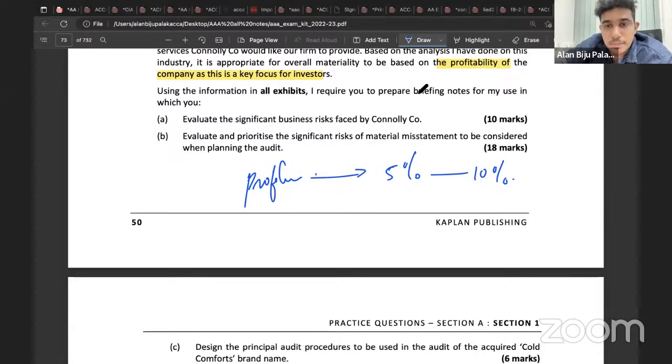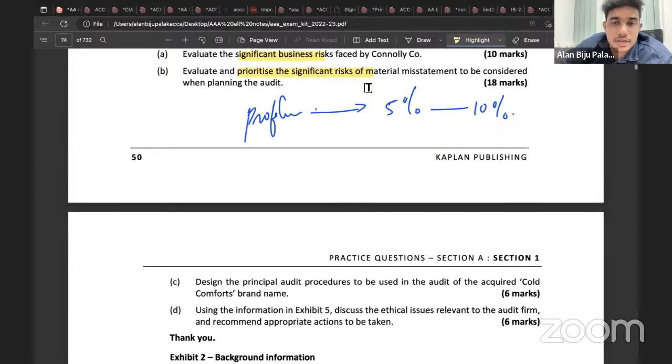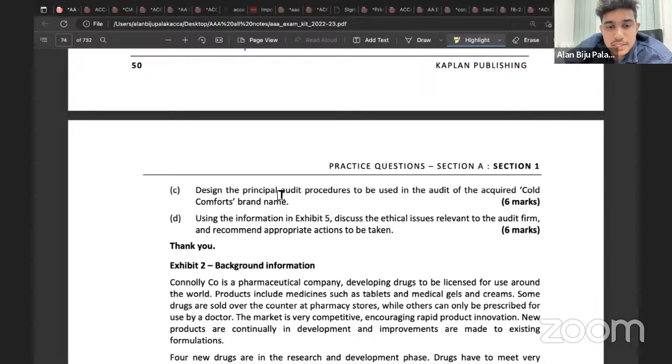So they have asked us to provide a briefing note. In the briefing note, they have asked us to include the significant business risks faced by the Connolly Company, and to prioritize the significant risks of material misstatement. Here we are just identifying the business risk, but specifically they have asked to prioritize the significant risk. Then they have asked us to write the audit procedures in relation to the Cold Comfort brand name. Finally, they have asked us to pick the ethical issues. They have given us all this within their email, and they have asked us to respond using a briefing note.